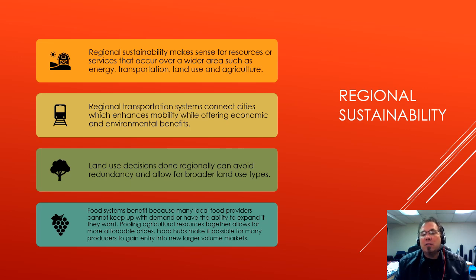And then obviously food systems on a regional scale. At the community scale, those very small farm type things may not be able to supply food over a regional scale. And that's sometimes where you have this idea of the food hub, where you're pooling agricultural resources together, which allows for more affordable prices and allows that food hub to spread out in all directions into new, larger volume markets. Then it's a win-win for everybody. So everybody in the region gets equitable access to the fruits and vegetables that are grown locally, grown sustainably, at affordable prices.